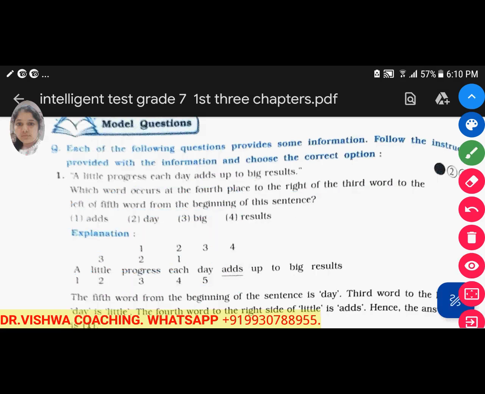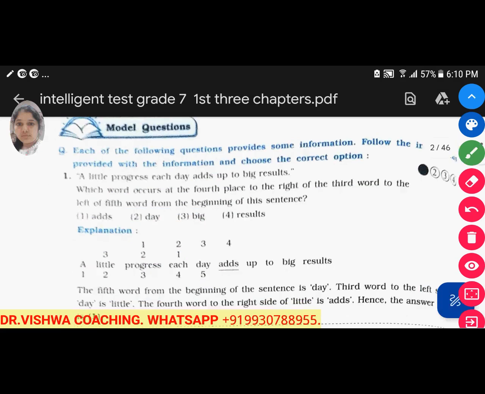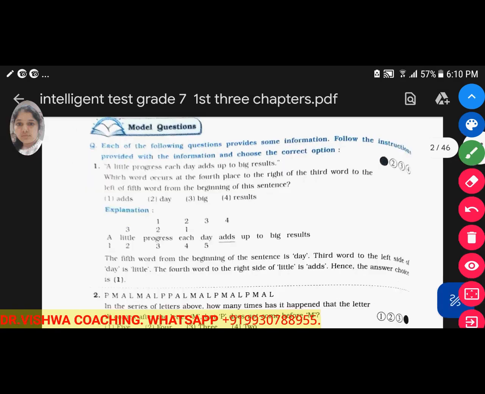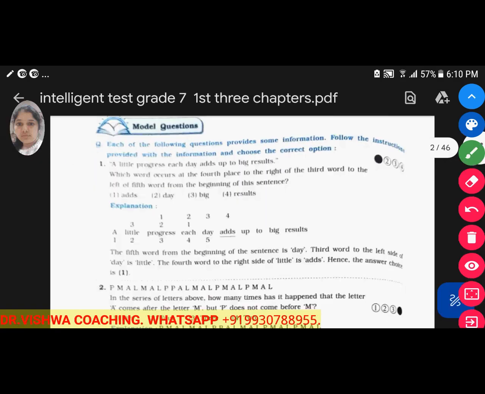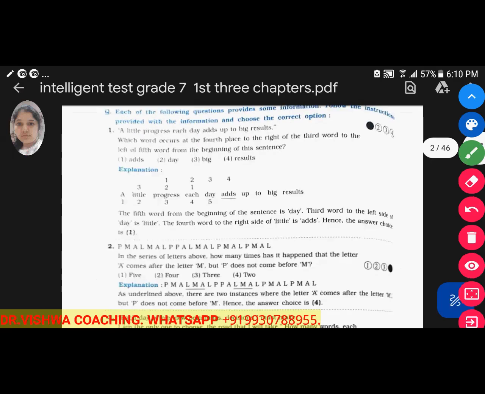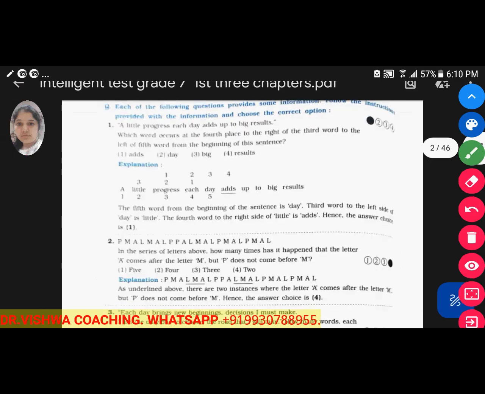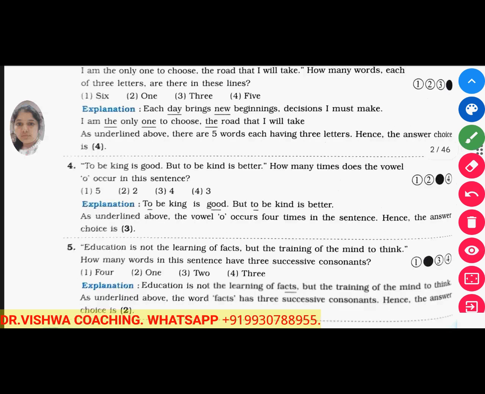Okay, so this first question only, it was a very little bit tricky, so I felt the need to explain it to you. Okay, now we will directly move to the practice exercise, or we will solve the examples.